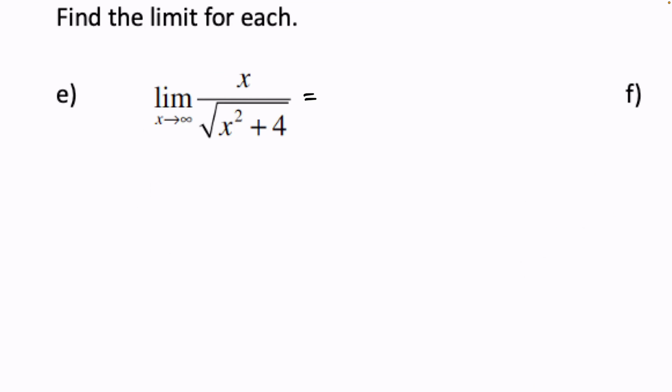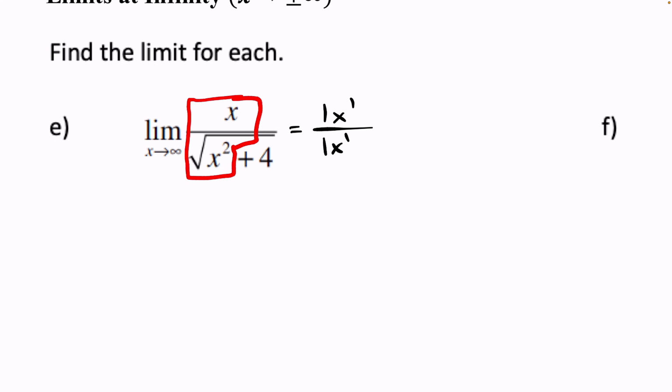Because the top is 1x to the first power, right? The bottom is the same thing. It really is the same thing because, remember, we only focused on the most important parts. 4 is not important to this problem. So we get equally distributed.